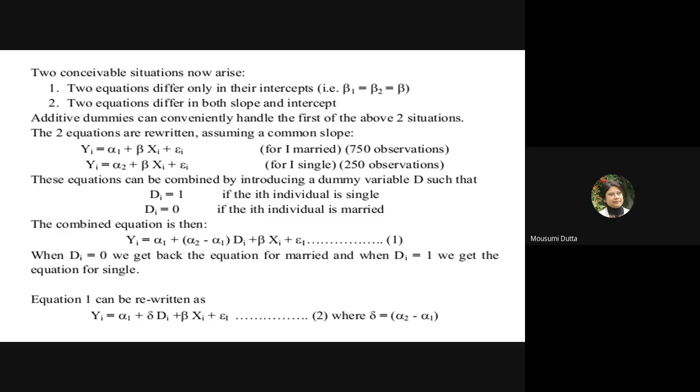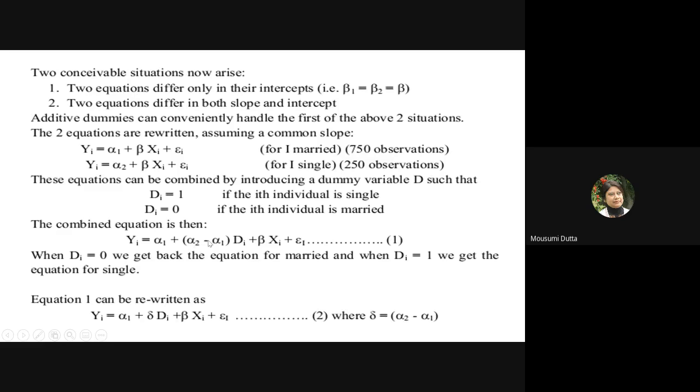Additive dummies can conveniently handle the first of the above two situations. The two equations are rewritten assuming a common slope: yi is equal to alpha 1 plus beta xi plus epsilon i, and yi is equal to alpha 2 plus beta xi plus epsilon i. These equations can be combined by introducing a dummy variable d such that di is equal to 1 if the individual is single and 0 otherwise. The combined equation is yi is equal to alpha 1 plus (alpha 2 minus alpha 1) di plus beta xi plus epsilon i. So this is the way we can handle the thing.